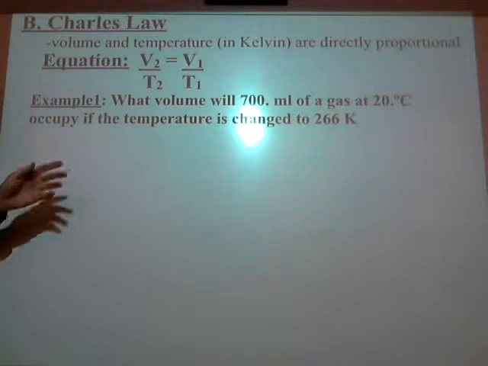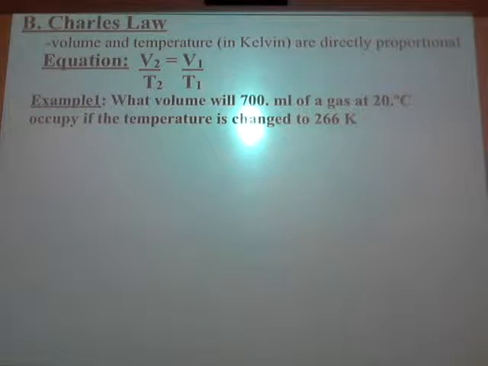All right. What volume will 700 milliliters of a gas at 20 degrees Celsius occupy if the temperature is changed to 266 Kelvin? You're going to solve all of these the same way. And I need to see this work.